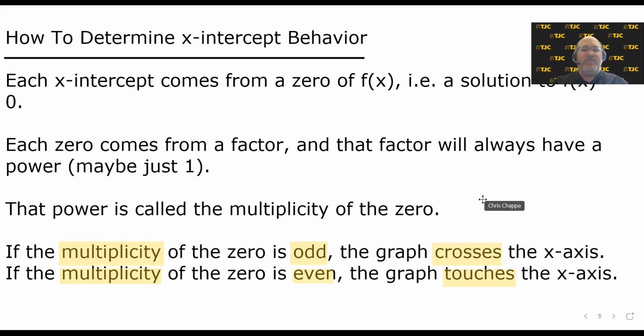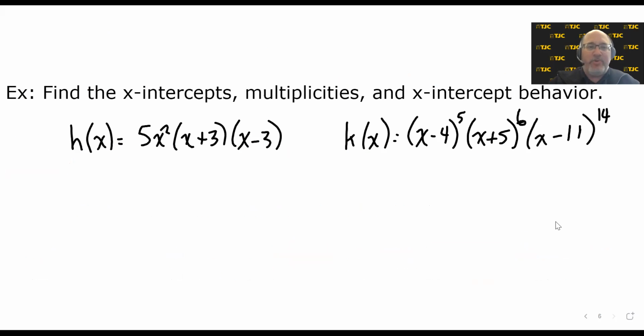Okay. If the multiplicity of the zero is odd, the graph crosses the x-axis. If the multiplicity of the zero is even, the graph touches the x-axis. Let's just take a look at a couple of quick examples. Find the x-intercepts, multiplicities, and x-intercept behavior. Remember, we're basically putting these equal to zero and solving. It's not critical to physically write equals zero, but this is what we're doing to get our x-intercepts.